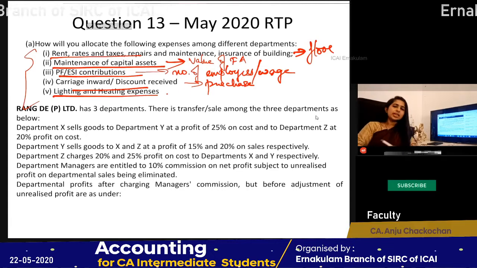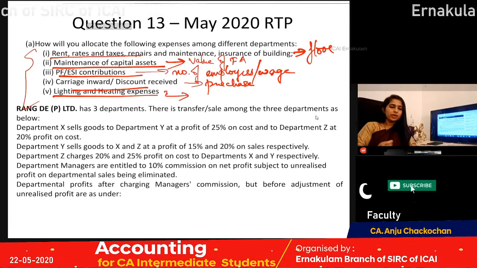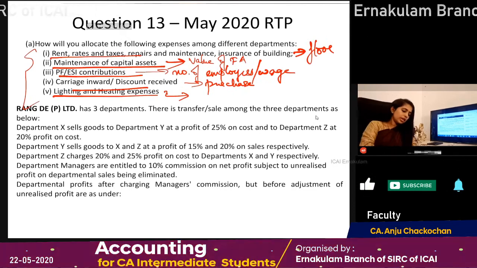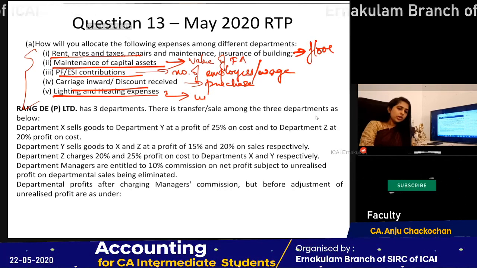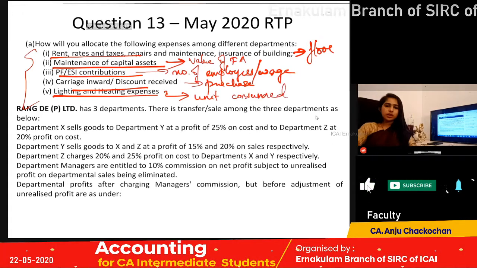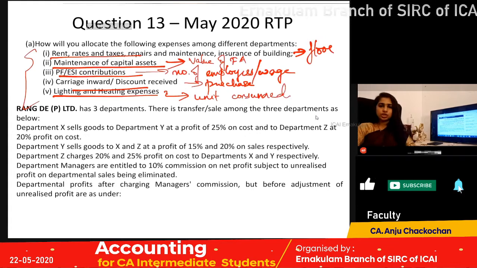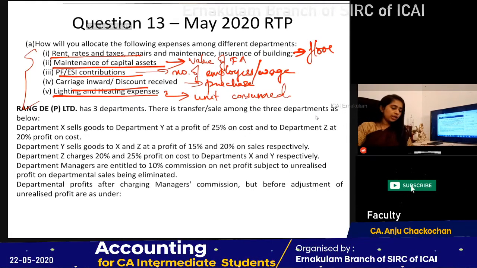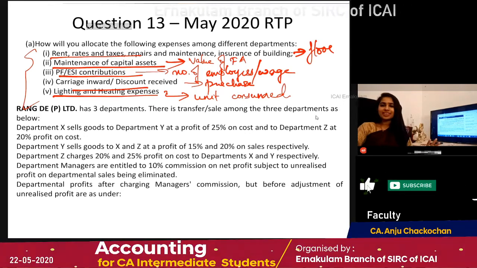Now, lighting and heating, how do we classify? On what basis do we apportion that? Lighting and heating, everyone. Obviously, it will be on the basis of units consumed. Okay, so this is the first answer. All right, the energy consumed, the units consumed. So this is perfectly the answer for the first one.